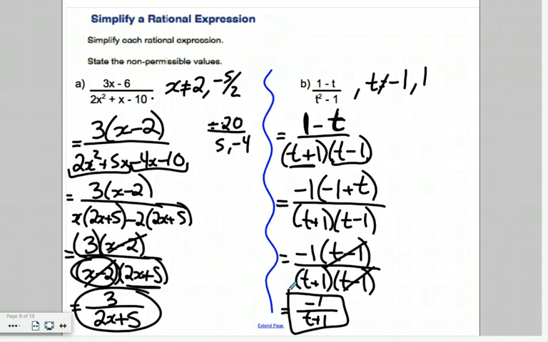And that's our simplified expression with, of course, our non-permissible values being stated as negative 1 and 1. We don't now go back and erase the negative 1 just because we've canceled out that t minus 1 term. The non-permissible values come from the original expression, not the simplified expression.